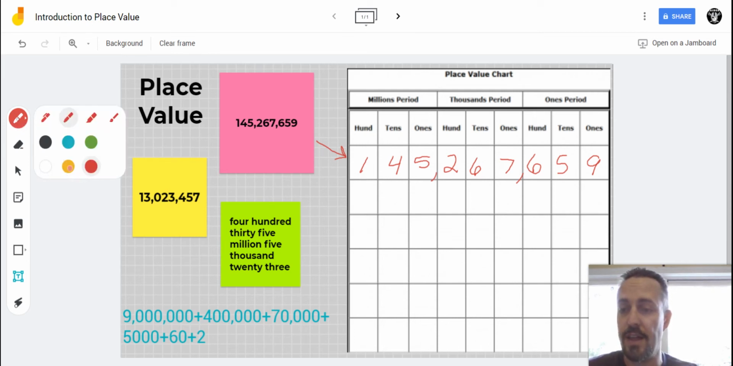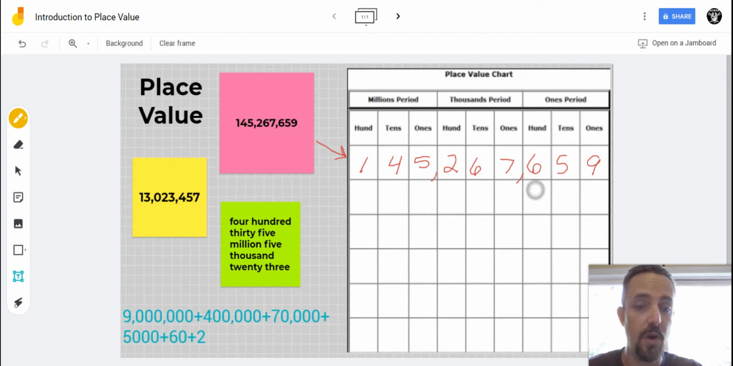Let's try this one out: 13,023,457. Right here, I have to be very careful about where I place my digits. Placing on the place value chart, it might be easier to go over here to the ones period first and go, okay, that's 457. So there goes that.